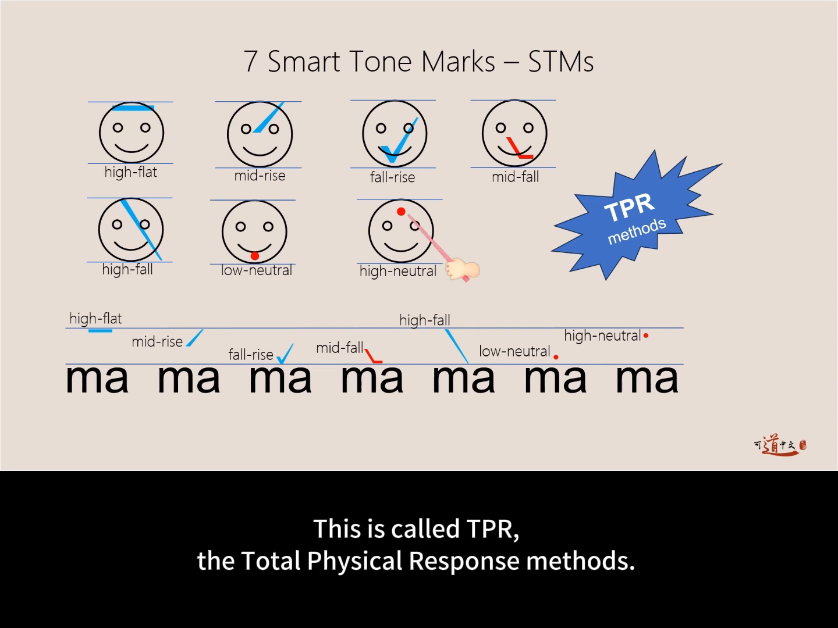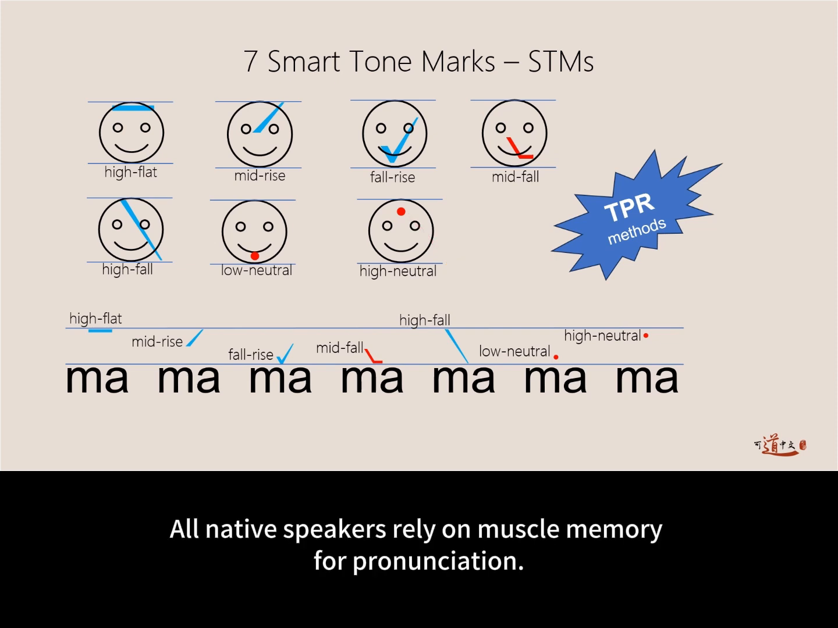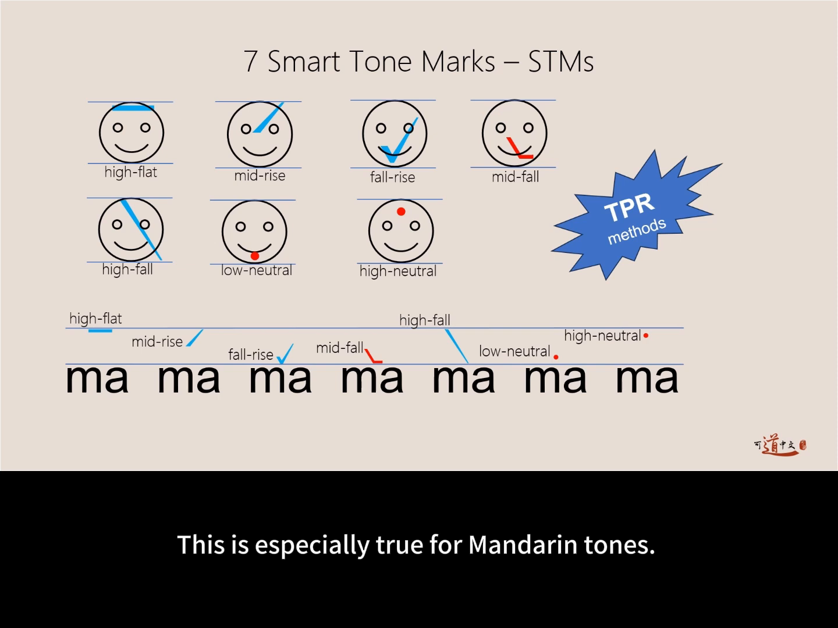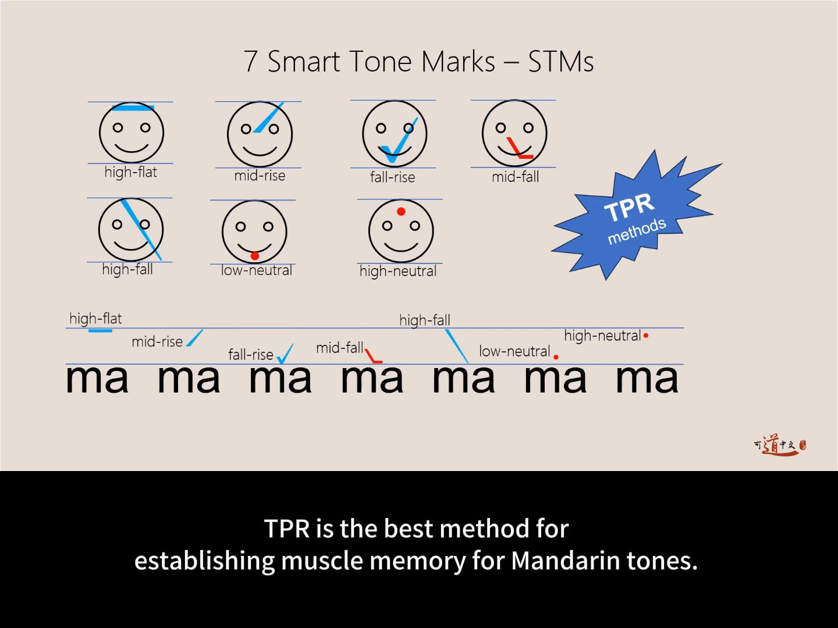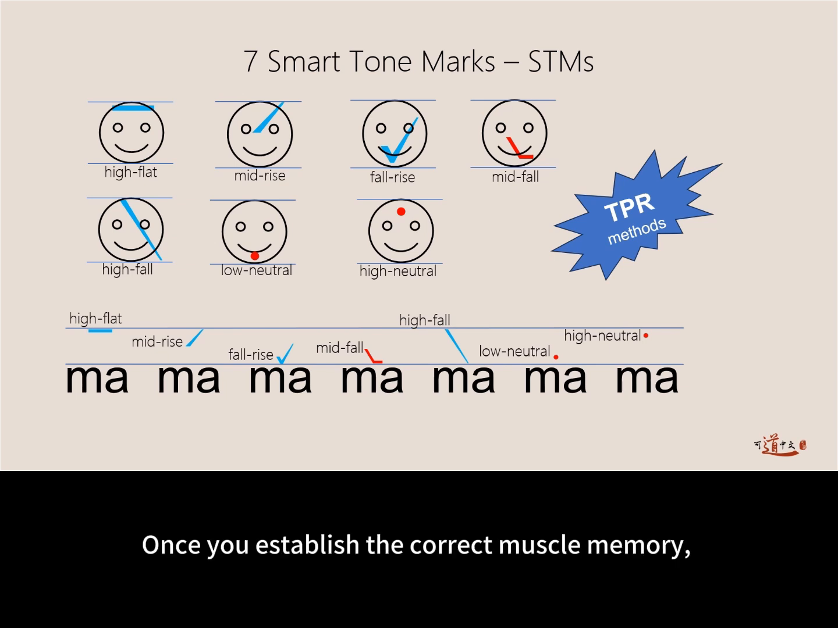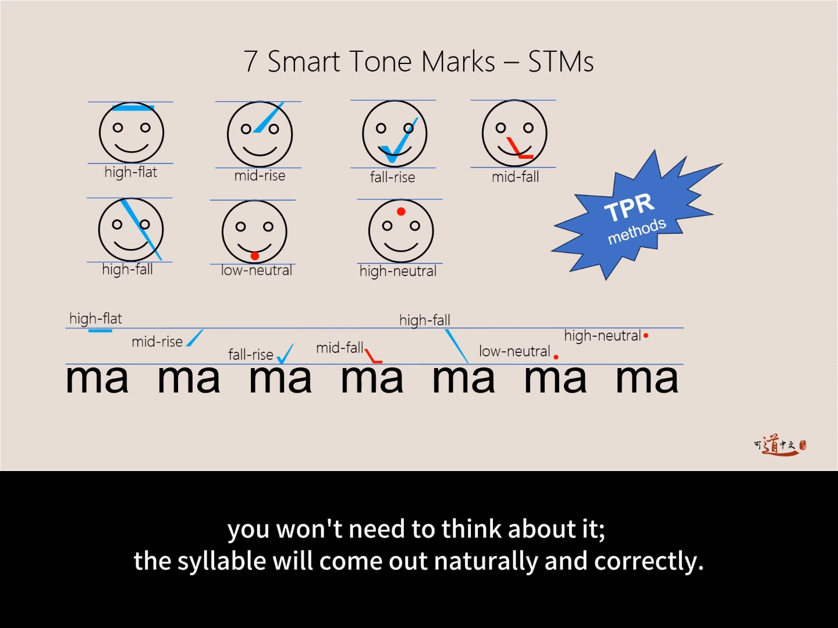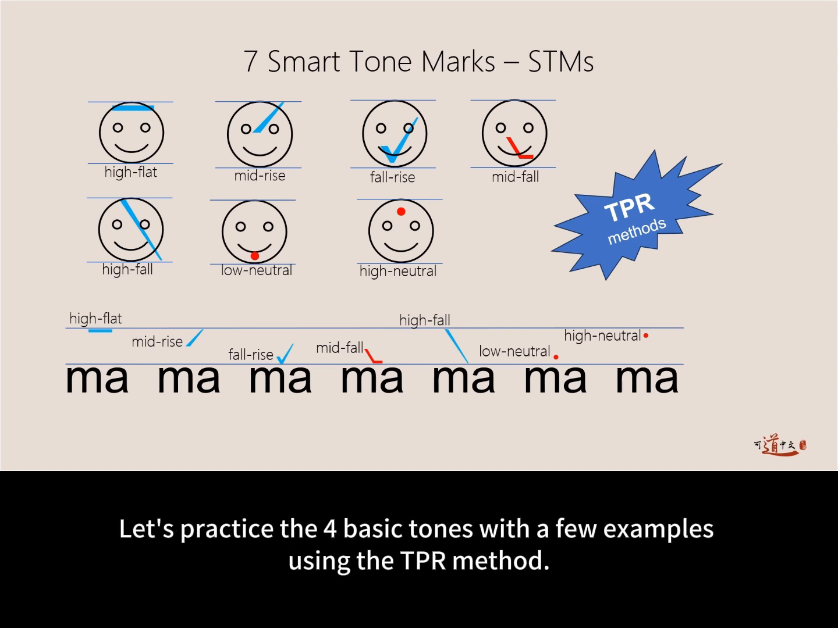the high neutral tone. This method is TPR, the Total Physical Response Method. All native speakers rely on muscle memory for pronunciation. This is especially true for Mandarin tones. TPR is the best method for establishing muscle memory for Mandarin tones. Once you establish the correct muscle memory, you won't need to think about it. The syllable will come out naturally and correctly. Let's practice the 4 basic tones with a few examples using the TPR method.